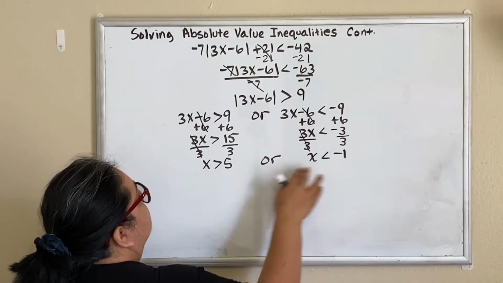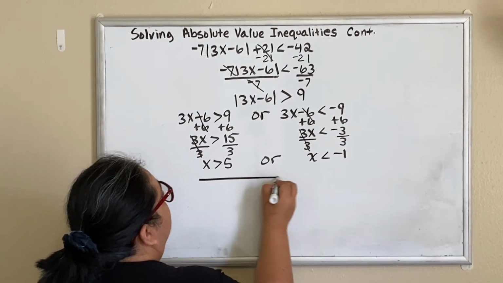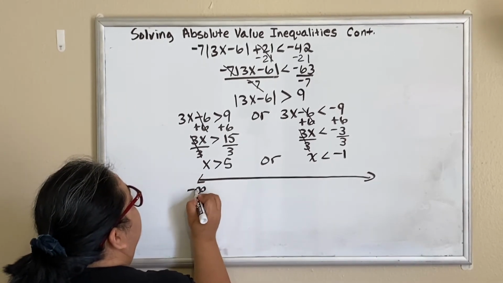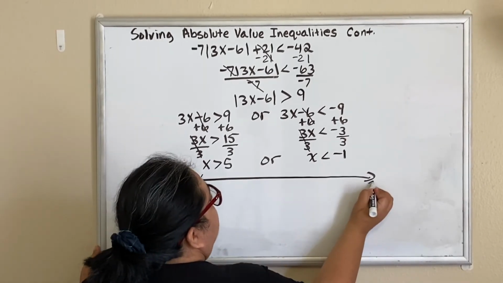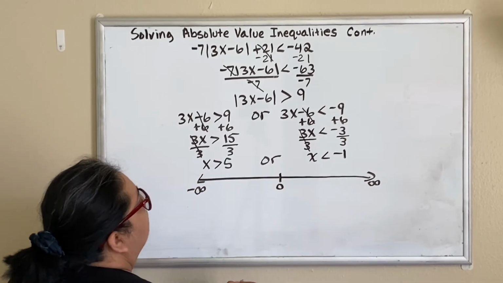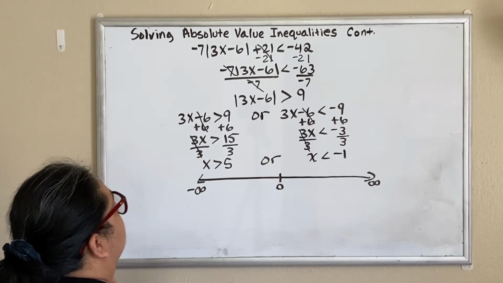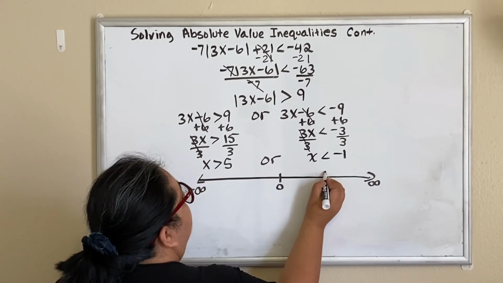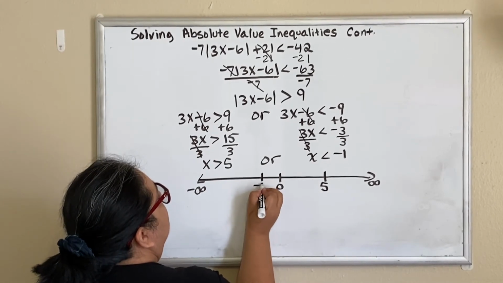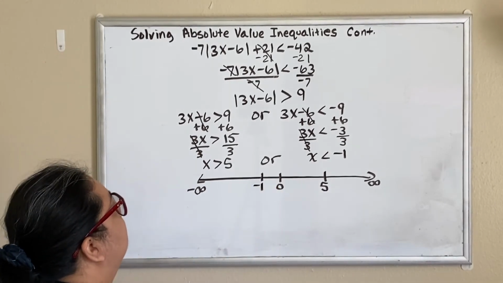Now that we have our two values, we can draw our number line. On one side we have -infinity. On the other side we have +infinity. 0 is somewhere in the middle. +5 is to the right of 0. -1 is to the left of 0.